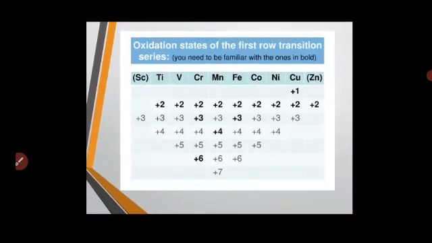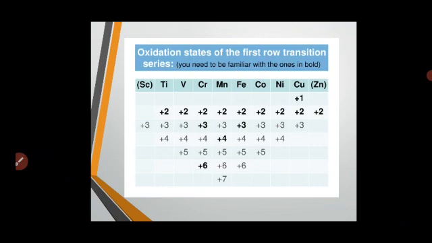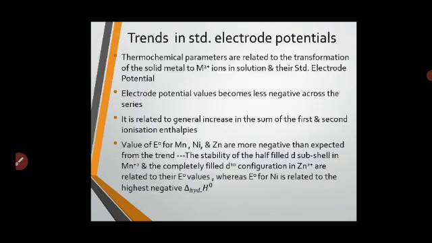And because of this special property of d block elements, they are showing further very important properties like color or catalyst, or they can form complex compounds, and that we will learn in the next slides. So let us start with trends in standard electrode potential.